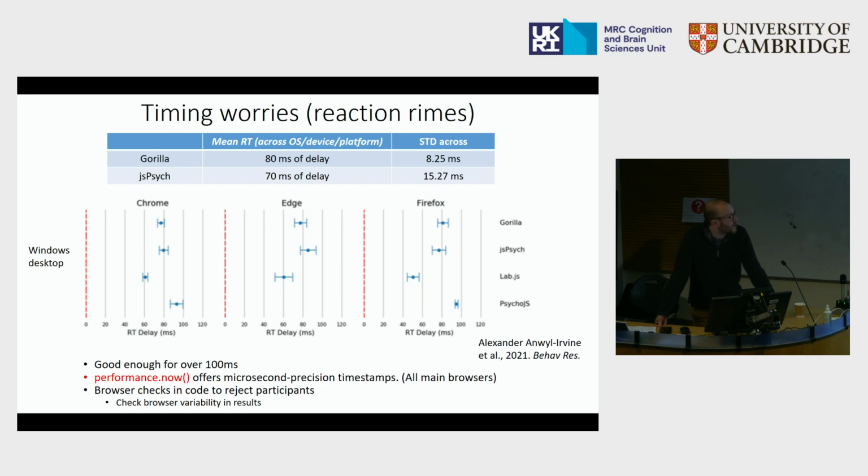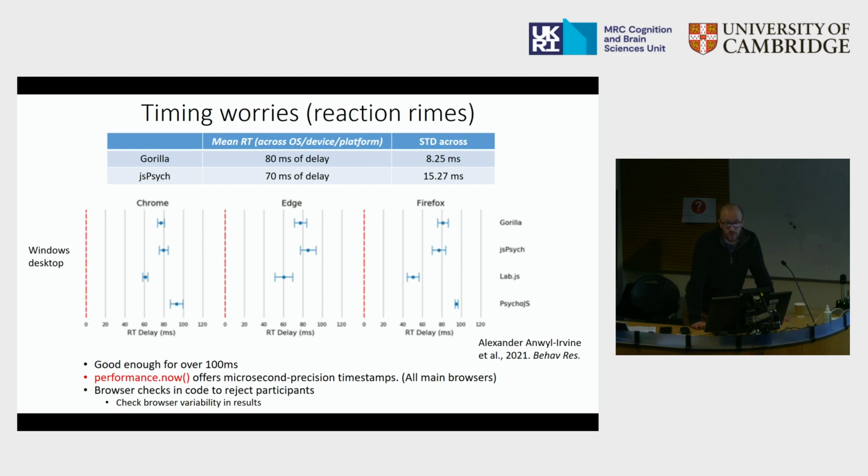In the top plot, this paper's got lots of graphs, but this is just looking at reaction times and how much of a delay we see across devices, platforms, operating systems, and this idea of accuracy and precision. You can see in both Gorilla and jsPsych, there is a little bit of a delay in the reaction times, but what was nice to really highlight was the standard deviation across all the different platforms or operating systems. Gorilla is only about 8.25 milliseconds and jsPsych 15.27, so there's not that much variability.